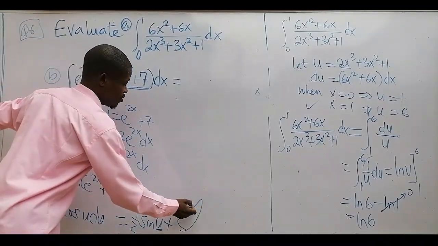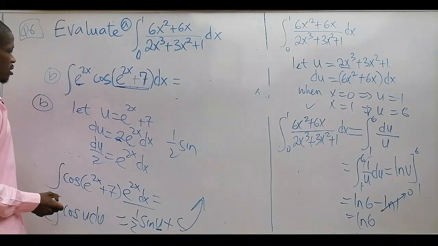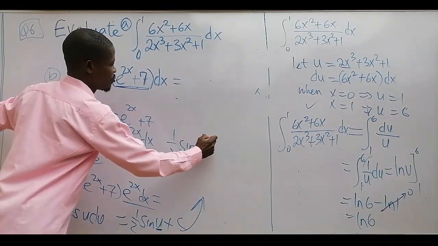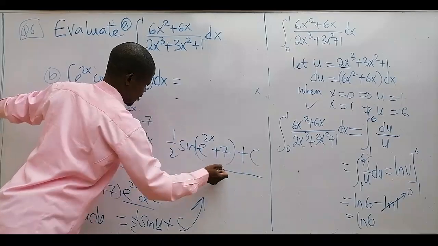So on the final note, plug your u back in. And if you do that, you have half sine of my u, which is e to power 2x plus 7, plus c. So that's that on this question.